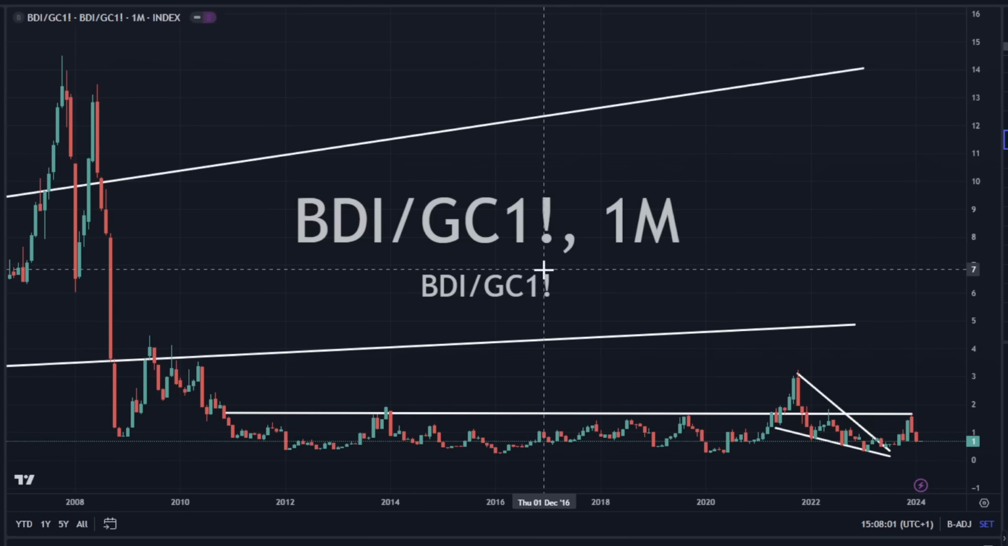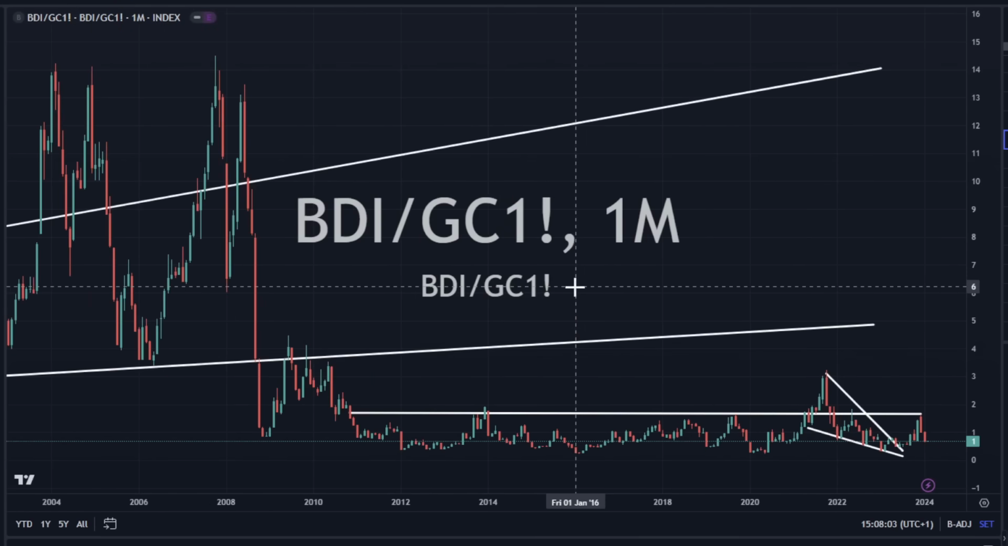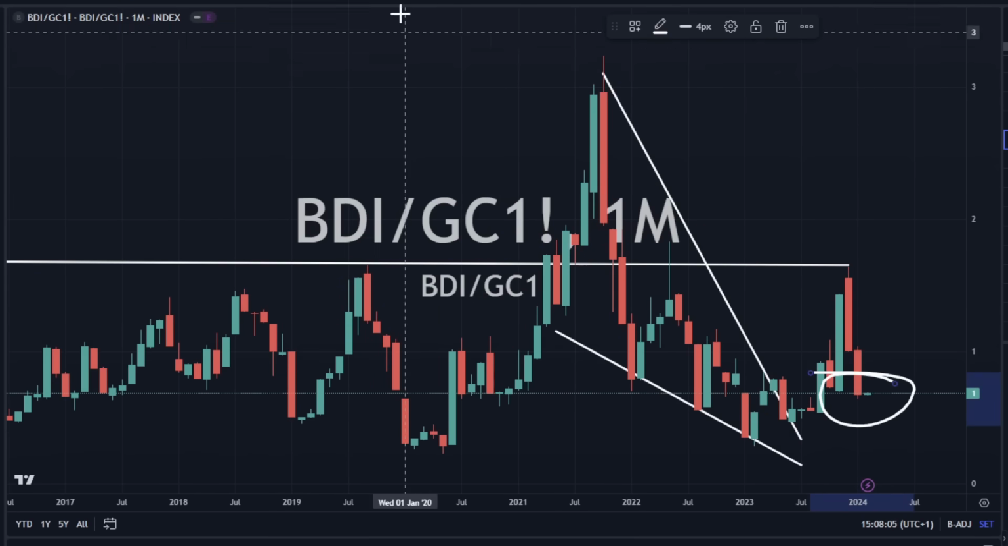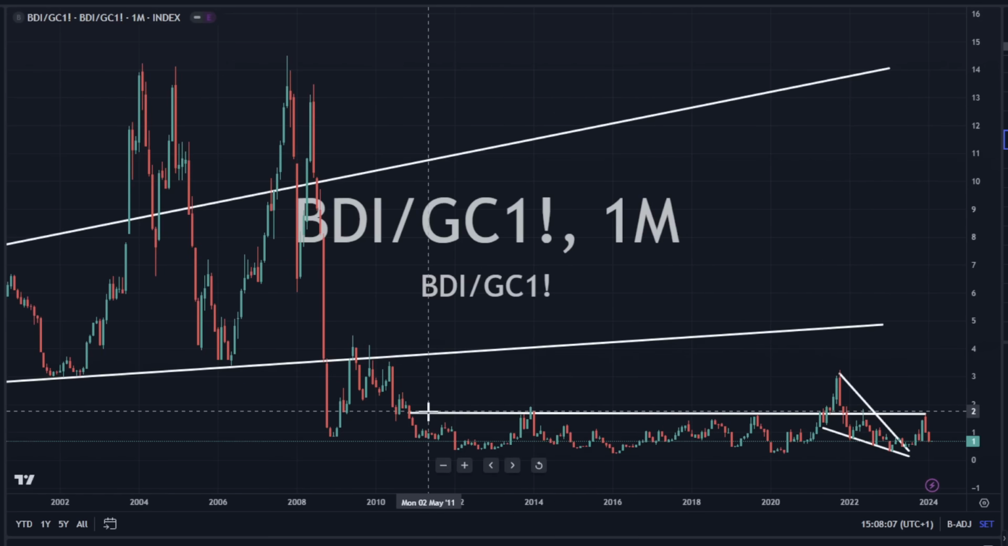We've got Baltic Dry Index versus gold. Super cheap for the Baltic Dry Index. It is down in no man's land, and it's been there for a while, guys.